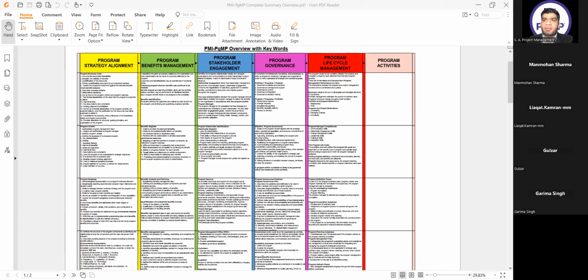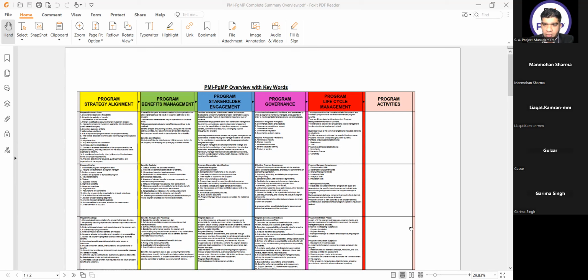Yes. And I will not revise the complete sentences because we have already covered that in detail. So I will only cover the keywords that are critical from your exam point of view, and from your understanding point of view. And if in case you have any question, just raise your hand. Okay. So I will start with the program strategy alignment.